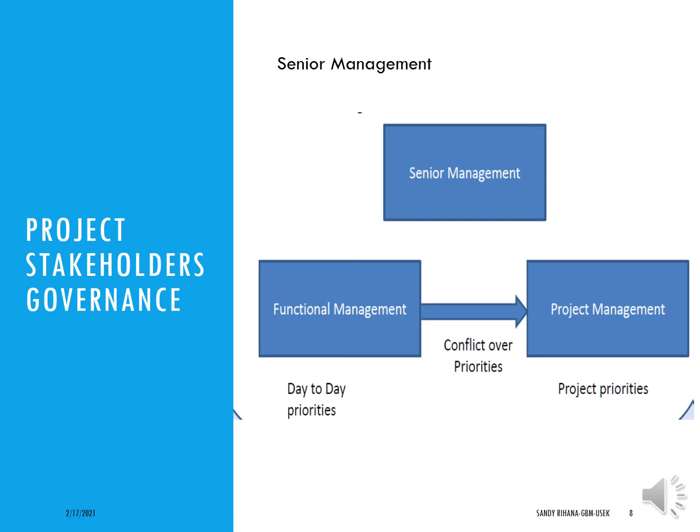In general, he resolves conflict over priorities. This conflict over priorities happens between the functional manager, who worries more about day-to-day priorities, and the project manager, who worries more about the project priorities in order to finalize it within the budget, within the scope, and within the time duration.